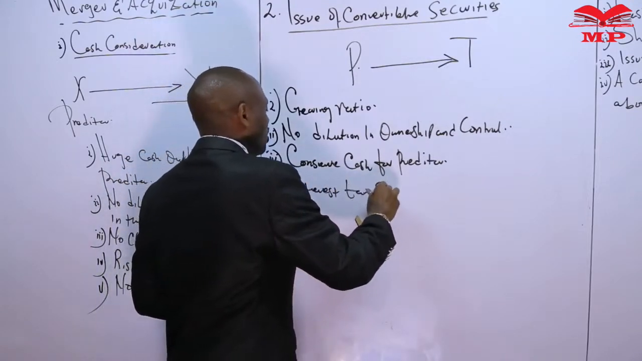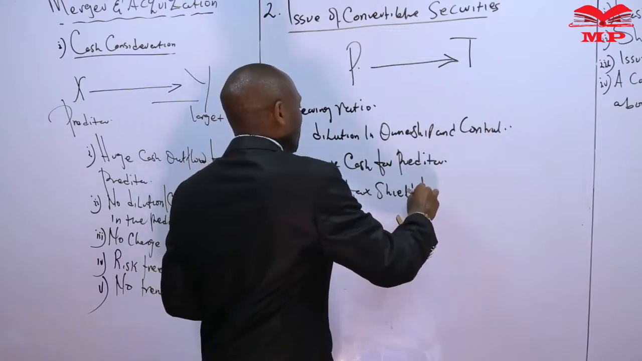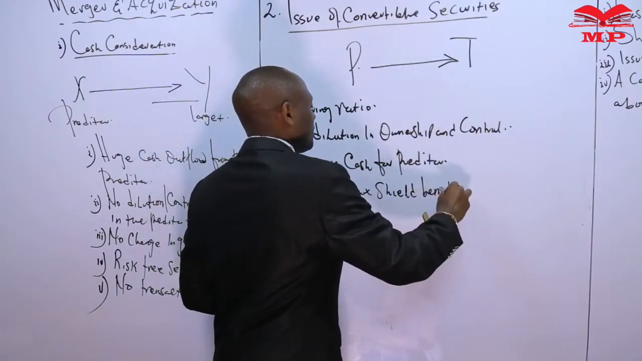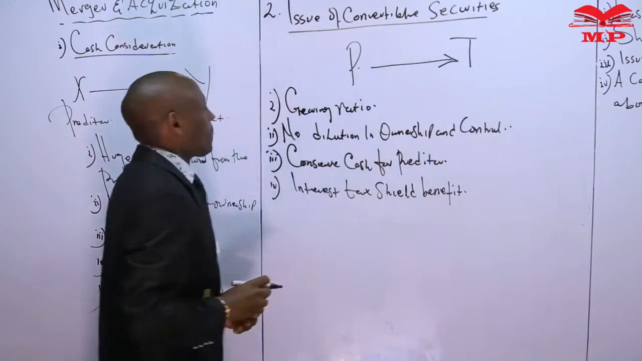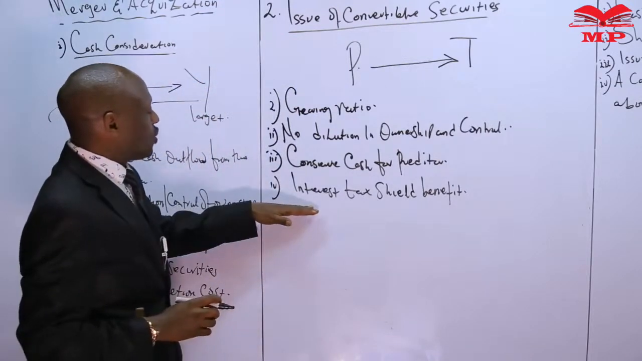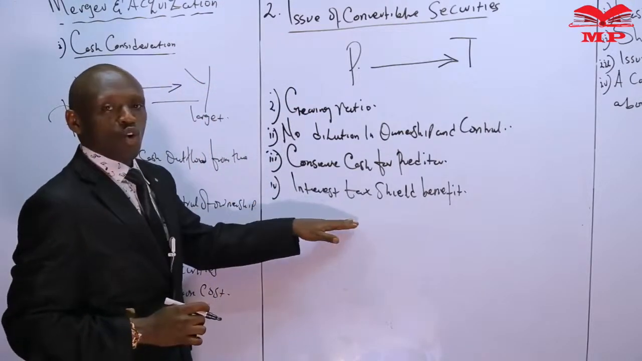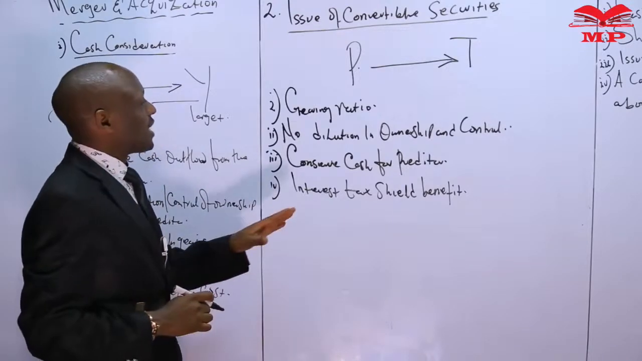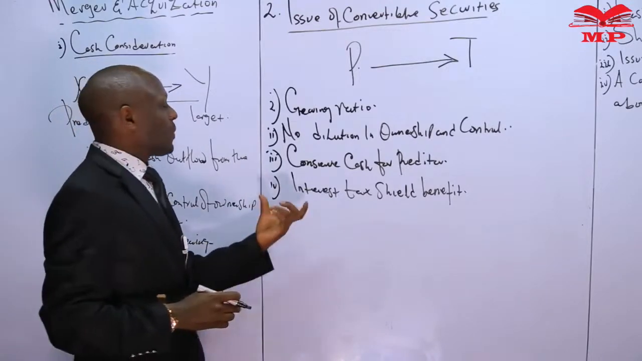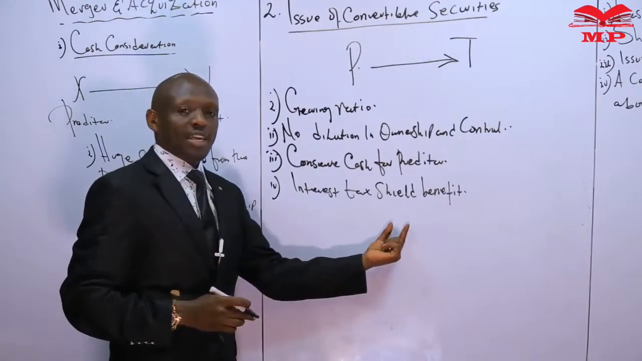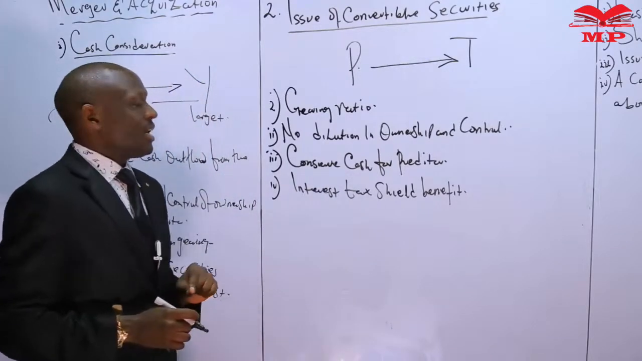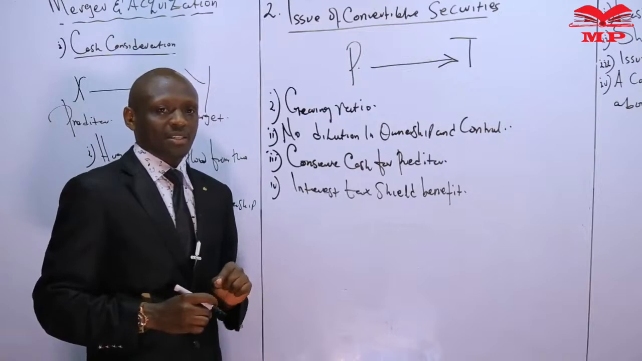The other one, number four, is that the predator enjoys interest tax shield benefit. If the predator issues debentures or loan stock to the shareholders in the target, the predator will pay interest at the end of the year. Such interest is allowable for tax purposes.